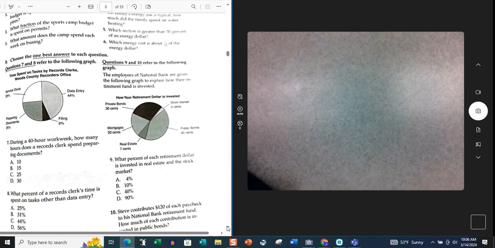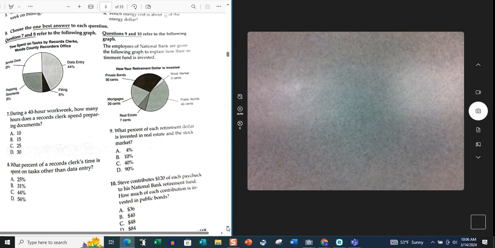Now we go down here to problems 7 and 8. It says choose the one best answer to each question. Questions 7 and 8 refer to the following graph: Time spent on task by records clerk, Woods County Recorder's Office. Now it says here, during a 40-hour work week, how many hours does a record clerk spend preparing documents? So we see preparing documents here is 25%.